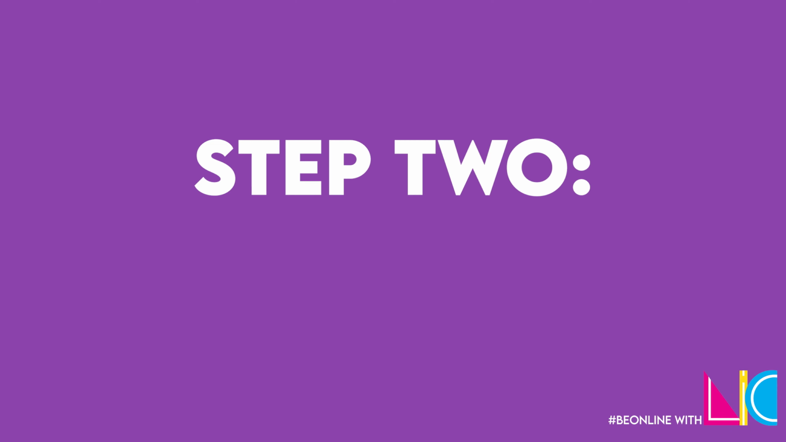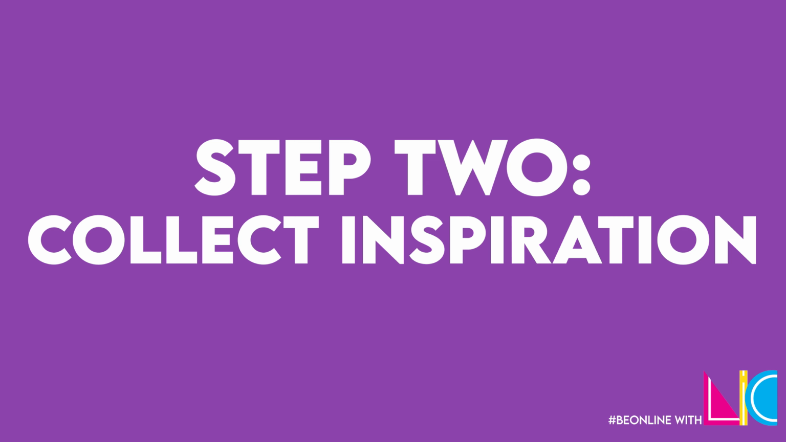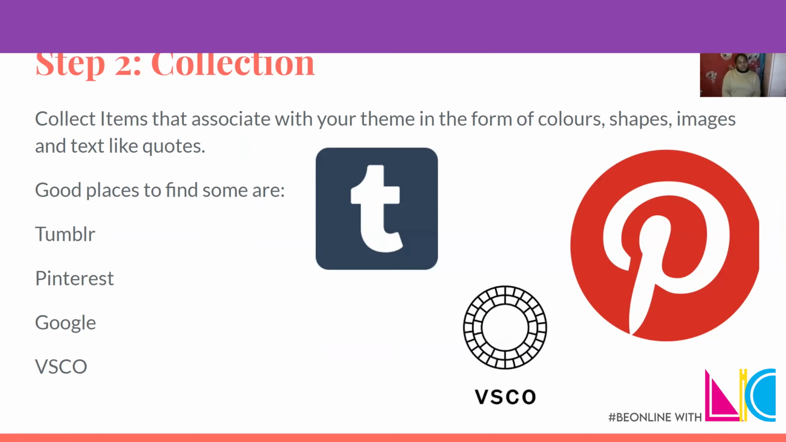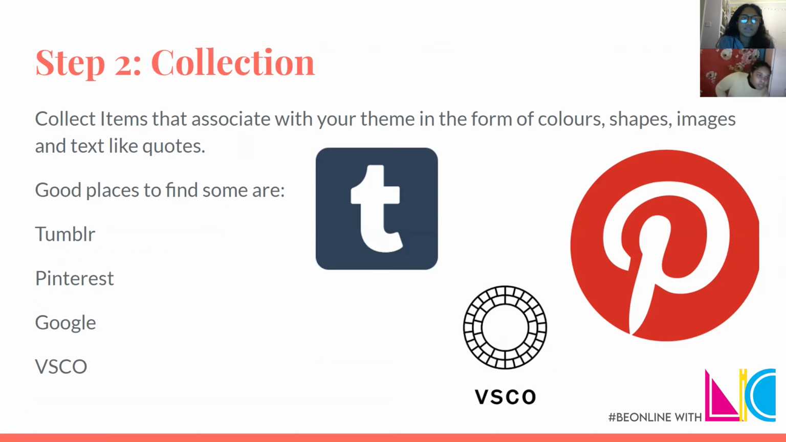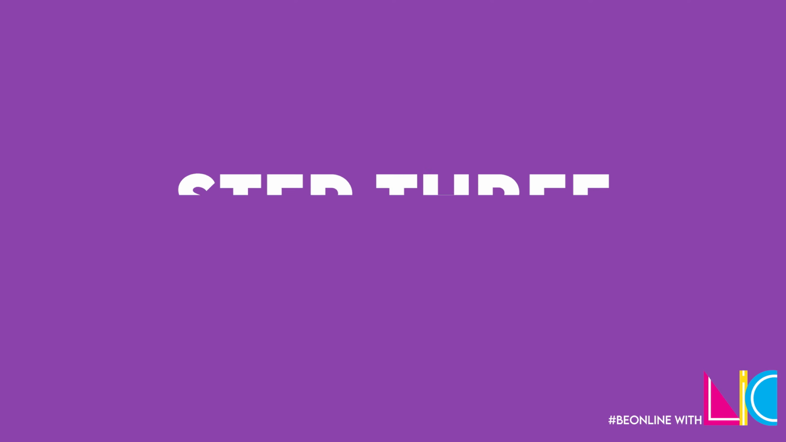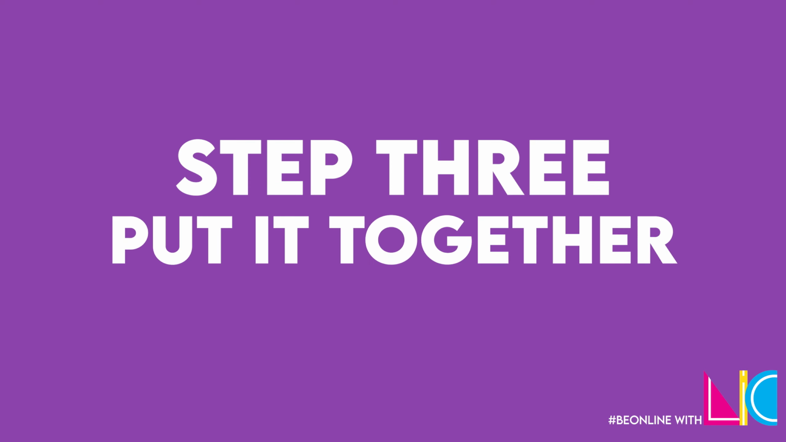Second step for making a mood board: collect the items that you associate with your theme. This could be colours, shapes, quotes. It could literally be anything. Like if I'm making a physical mood board, then I could collect samples of things like fabric. I find the best places to find inspiration are Tumblr, Pinterest, obviously Google Images, but I think Pinterest is a bit better because it's more curated, so it's easier to find exactly what you want.